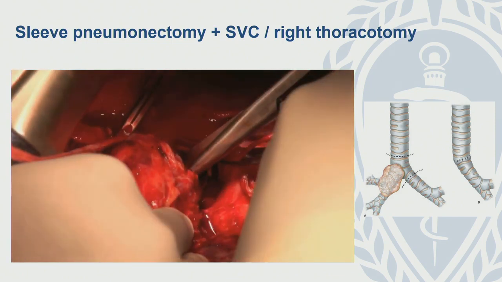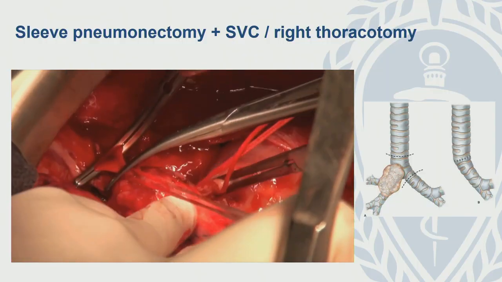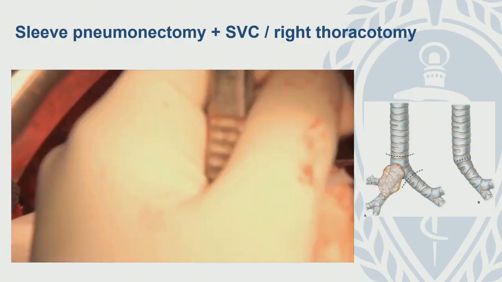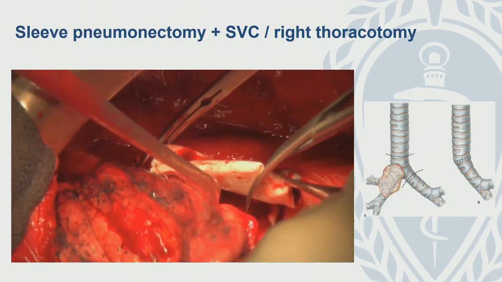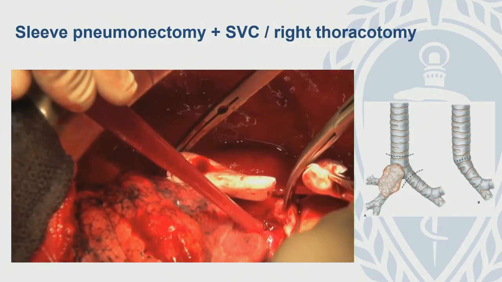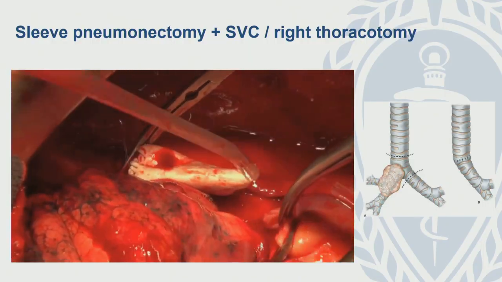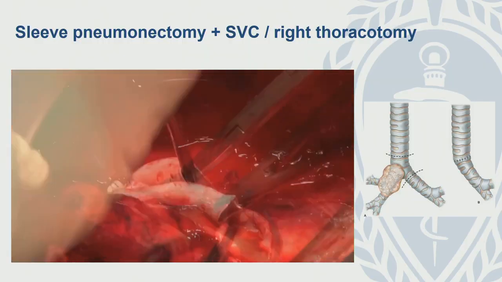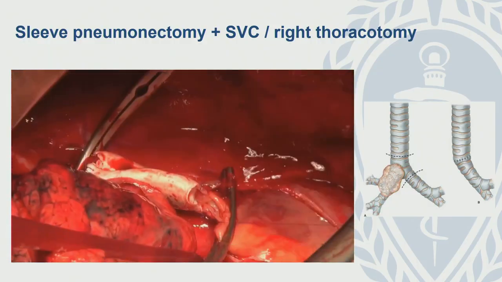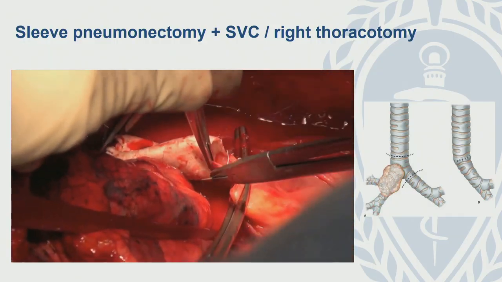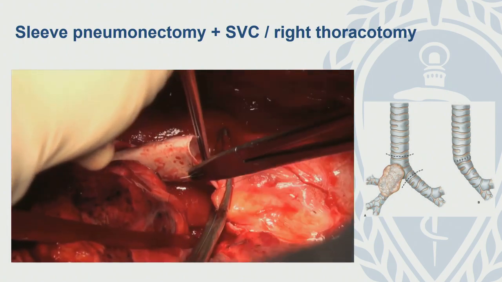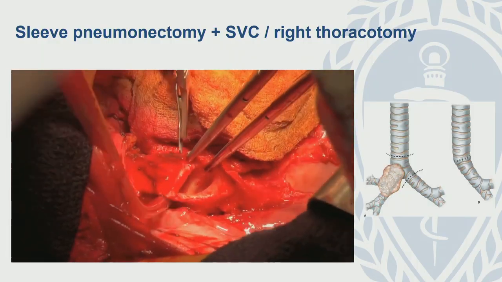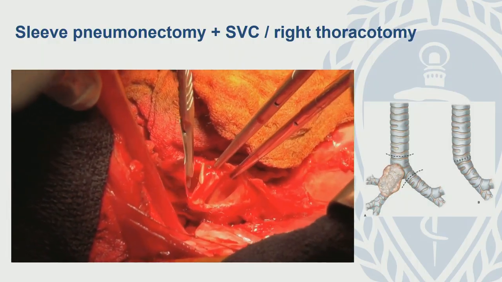We started with the vessel reconstruction, interposing a PTFE graft between the resected vein, using running sutures of Prolene, then protecting the graft and opening the airway to remove the lung and reconstruct the airway with an end-to-end anastomosis between the trachea and the left main bronchus.